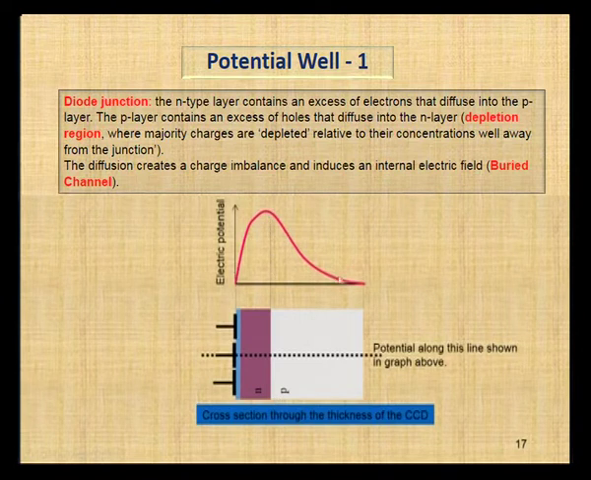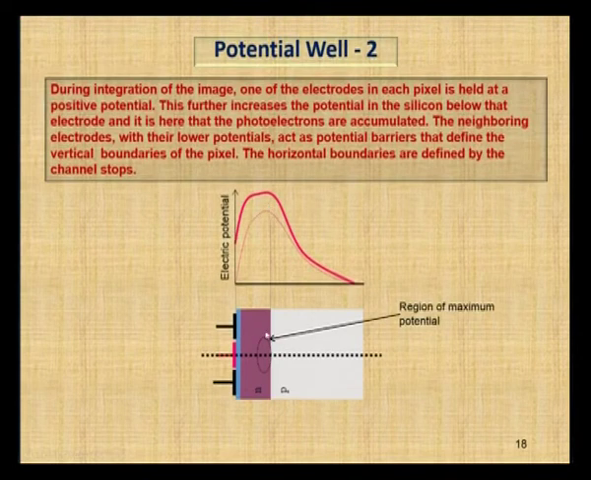That is why the electrical potential reaches the maximum value here. In the curve shown here, this is the region where we will find the electric potential maximum. This is what we can observe from the potential well formation. The potential well is formed because the electric potential reaches its maximum value. Next, the region of maximum potential is formed due to the diffusion process. This vertical line indicates the electrical boundary, which indicates the boundary of a pixel.